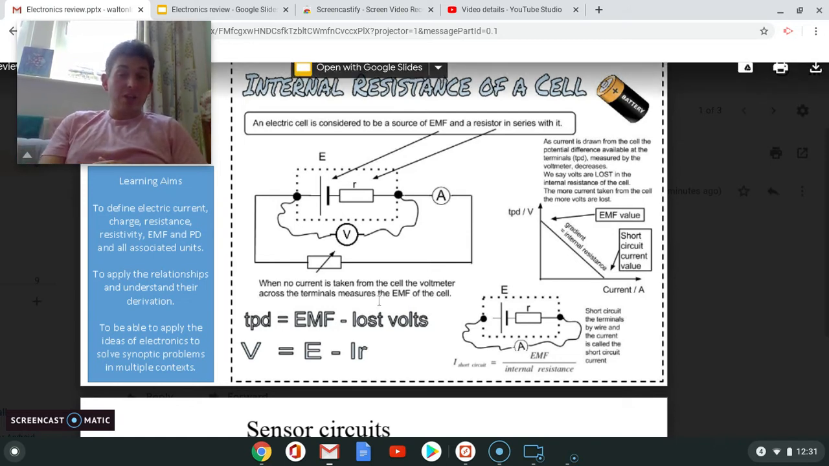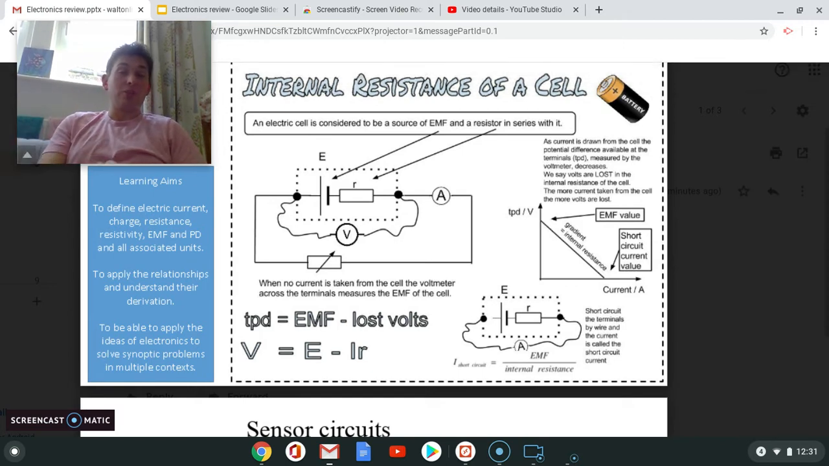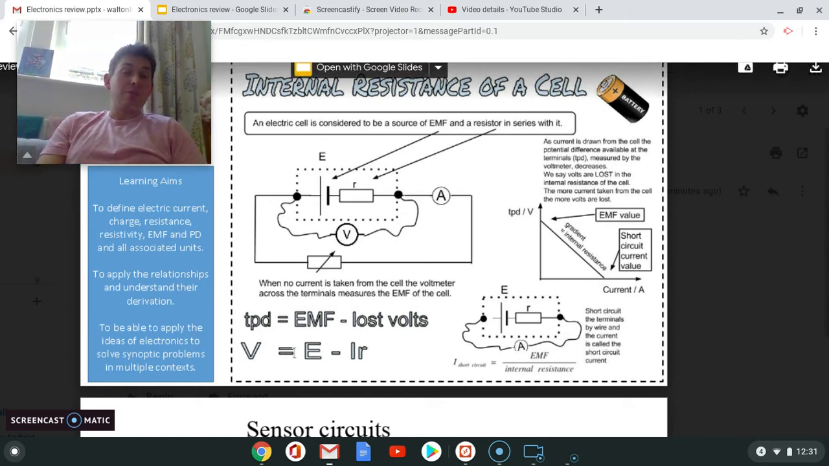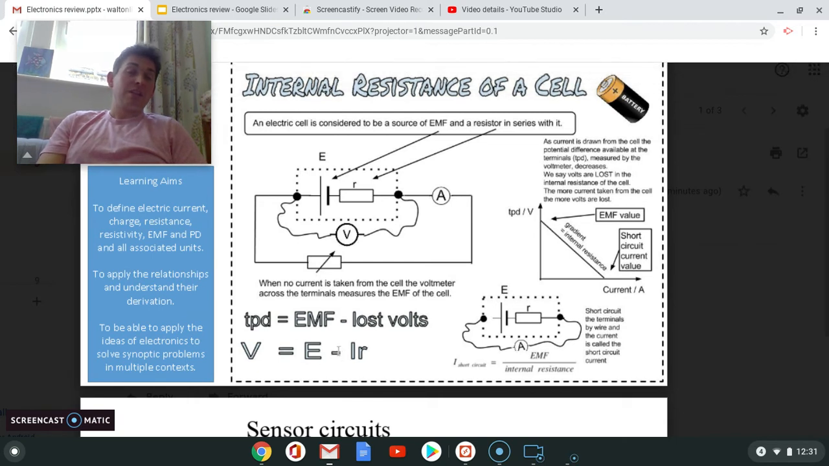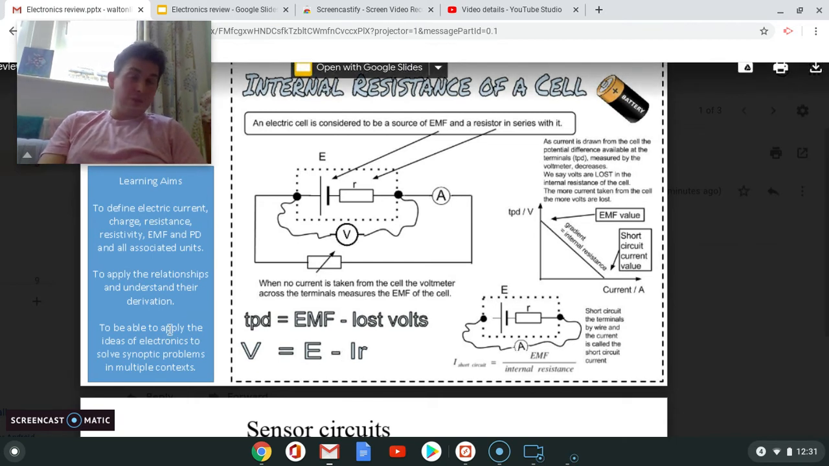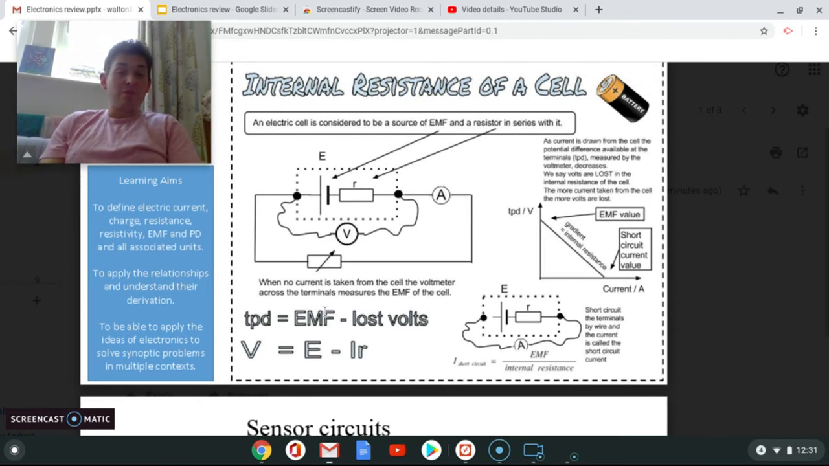So we can say our terminal potential difference is equal to our EMF minus our lost volts. And we can get the V equals epsilon minus Ir equation, provided for you as well. Don't worry about that. You can do various rearrangements of that: E equals V plus Ir, E equals I times big R plus little r. Loads of different versions of that, and you're all capable of dealing with it.